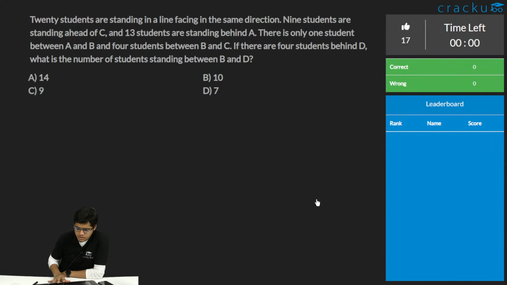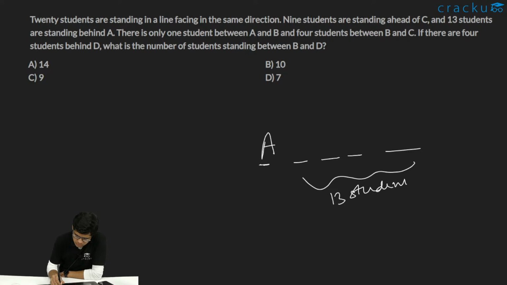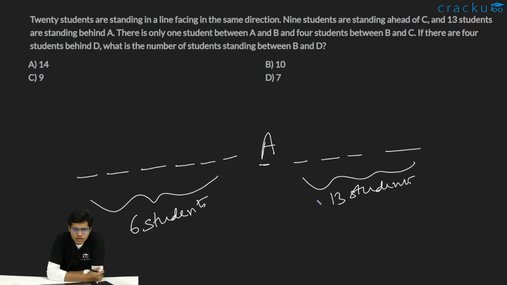Let's see the smartest way to solve the question. Let's read the question, guys. 20 students are standing in a line facing in the same direction. 9 students are standing ahead of C, and 13 students are standing behind A. See, guys, it is given 13 students are standing behind A, which means if this is A here, here there are 13 students plus A, total 14 students, which means 6 students have to be in front of A, right, guys?